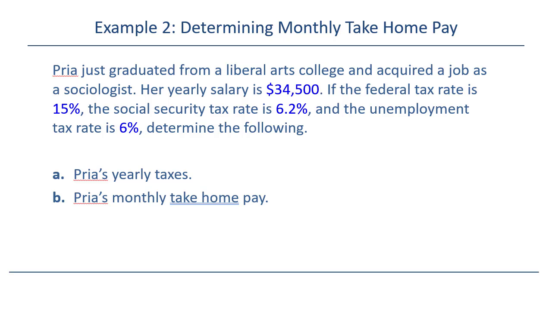Now, Priya just graduated from a liberal arts college and acquired a job as a sociologist. Her yearly salary is $34,500. If the federal tax rate is 15%, the Social Security tax rate is 6.2%, and the unemployment tax rate is 6%, determine the following: her yearly taxes and monthly take-home pay.